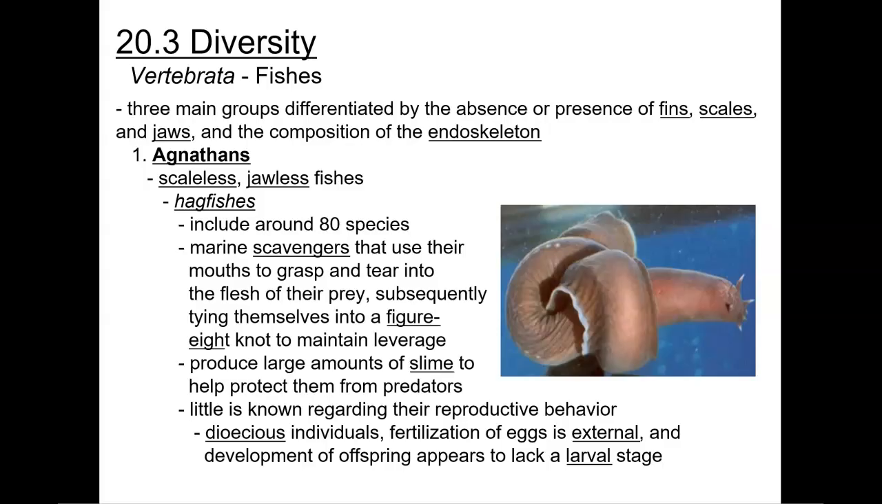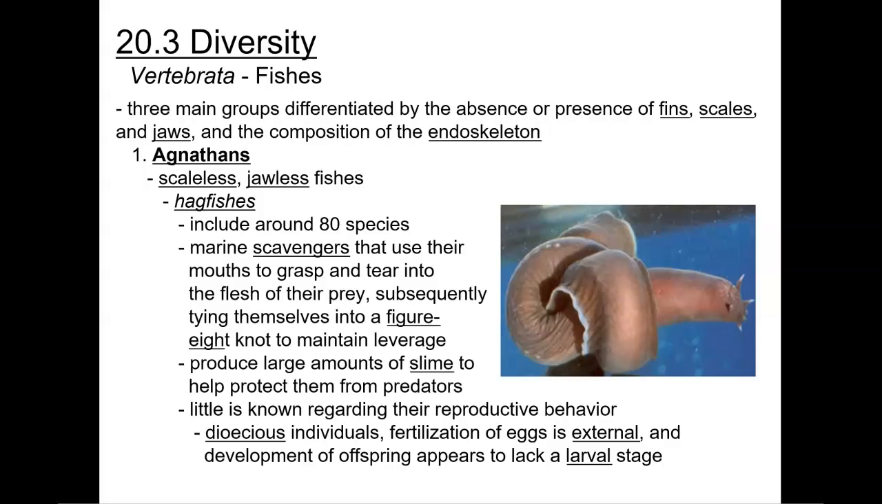First, we have our agnathans. These are going to be scaleless, jawless fishes. First, you see the hagfish. That's going to include around 80 species. These are marine scavengers that are going to use their mouths to grasp and tear into the flesh of prey, subsequently tying themselves into a figure-8 knot that you can kind of see over here to the right-hand side to maintain leverage on their prey.